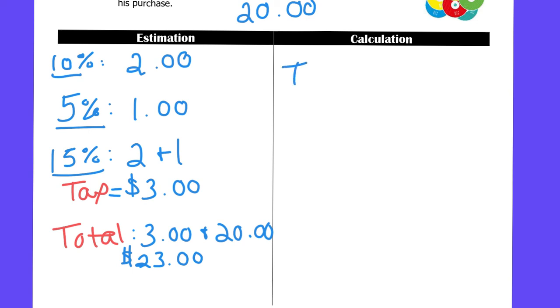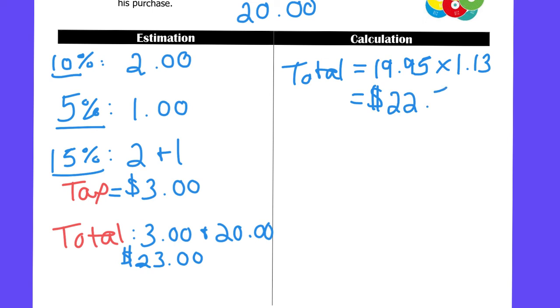And now to calculate the total for the calculation, we're going to take our original non-rounded price and times it by 1.13. So we're going to get that it's $22.54. So we've now calculated and estimated Cody's purchase for the DVDs.